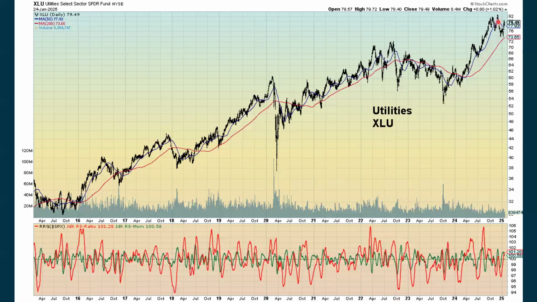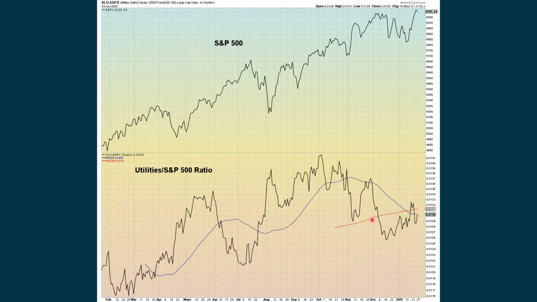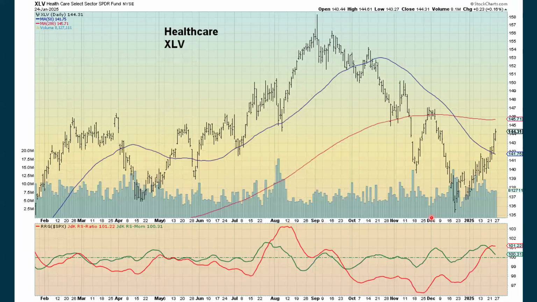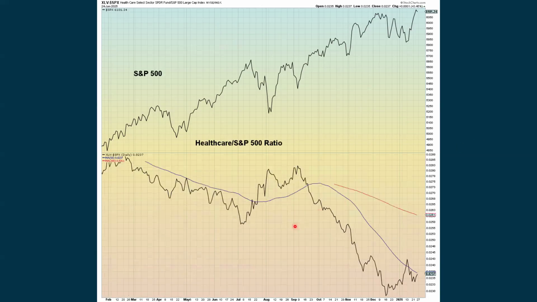Utilities, which had been really strong, pulling back, came close to their 200-day moving average. Now they're starting to go back up. And we are just working off of a recent death cross here with the utilities to S&P ratio. They've been chopping more or less sideways. Healthcare, another defensive area under a lot of pressure, now starting to come back, but still in a downtrend and continuing to underperform the S&P with the ratio.